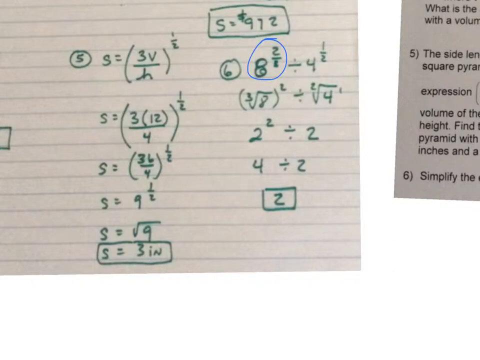That means the cube root of 8, which is 2. So I'm going to go to the next step, and then just bring down that power of 2. So 2 squared is 4. Over here, anything to the 1/2 power means the square root of. So the square root of 4 is 2. So I'm going to bring that down again. So I end up getting 4 divided by 2, which is simply 2.